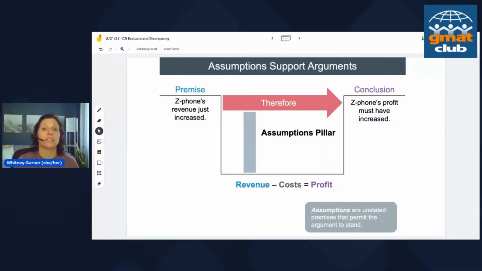When it comes to an assumption, what we generally want to think about is worst case scenario. What has to be true? So does it have to be true that my costs stayed the same? So in order for my conclusion to survive, did my costs have to stay the exact same? Would they be allowed to change? What do y'all think? Could costs change a little?